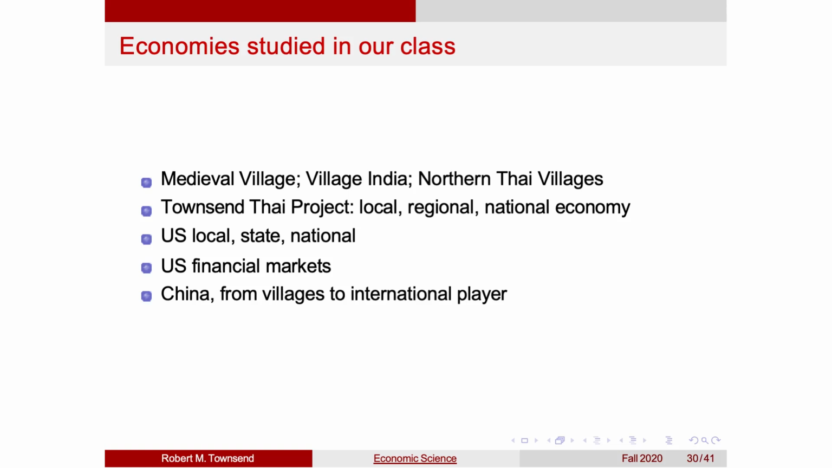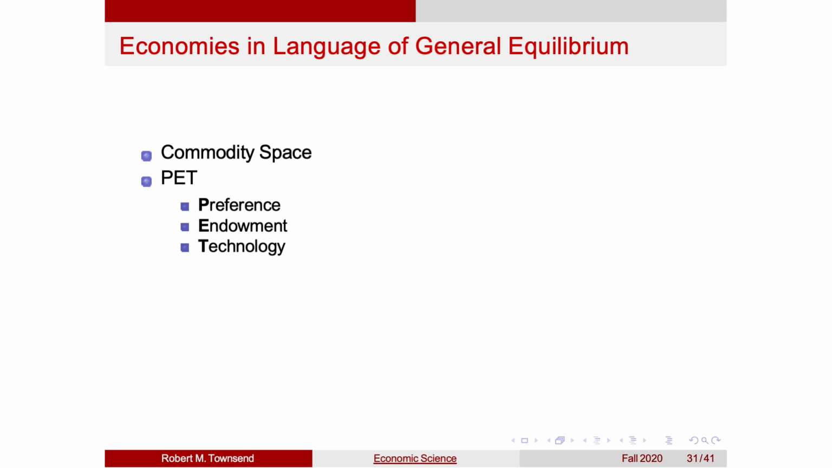Now, what do we mean by an economy when we model them? There is a systematic way to do this that you will learn. And that is, when we write down an economy, we mean to specify the commodity space. And within the commodity space, we'll talk about the preferences of agents, their endowments, and the technology available to them. So one way to remember this is like a pet economy, which is not the most favorable way of thinking about it, but it's PET as in preferences, endowments, and technology.